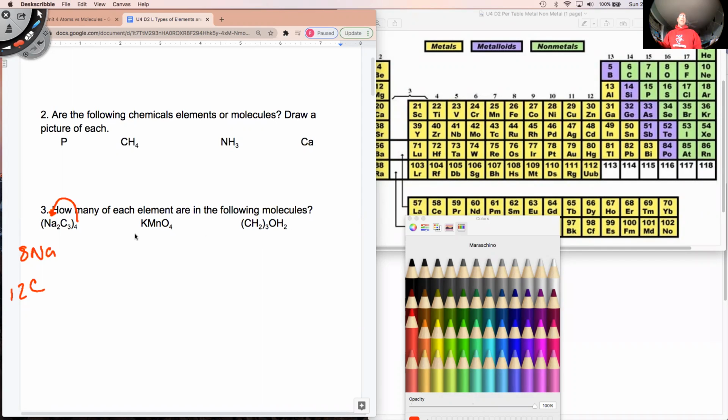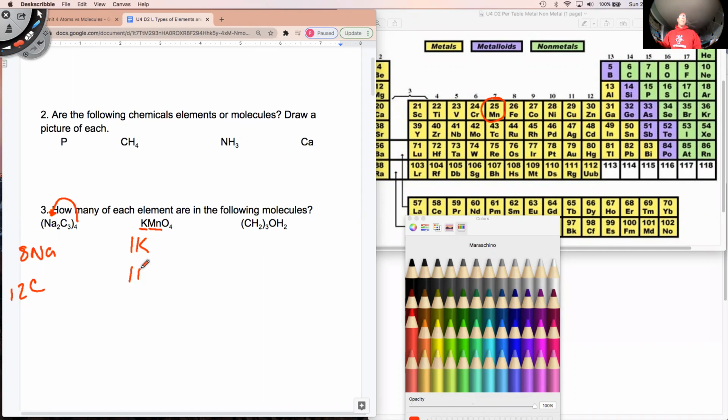Well, how many Ks do we have? So we're going to have 1 potassium. That's a K. And then you can see the next element, there's a capital M. So that's going to be Mn. That's going to be manganese, which is right up here. There's manganese. And how many manganese do we have?